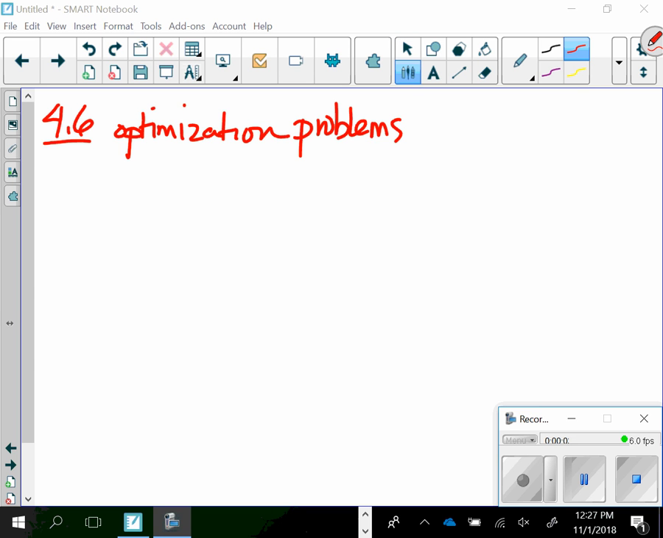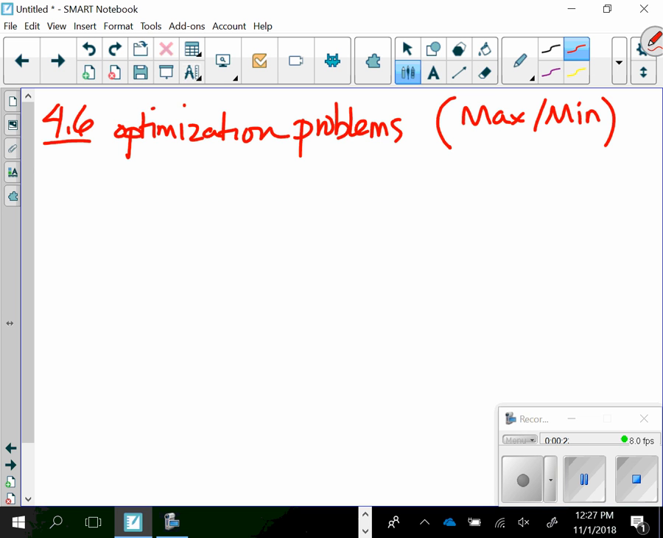Section 4-6 is about max and min problems. These are specific, as opposed to just find the max or find the min. They're going to be kind of sneaky. So that's what 4-6 is about.